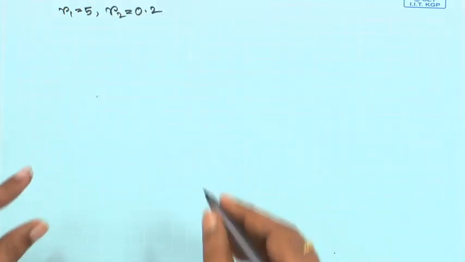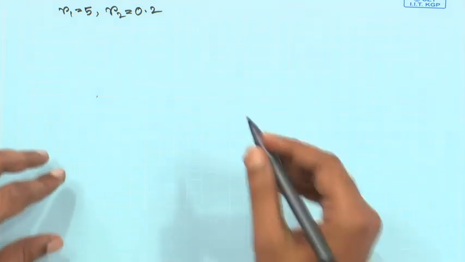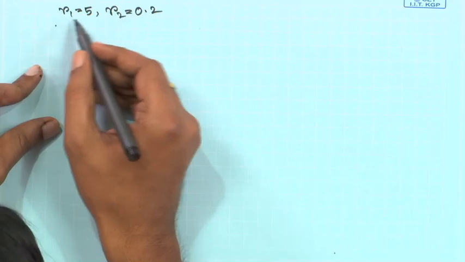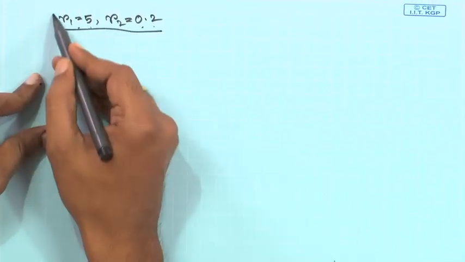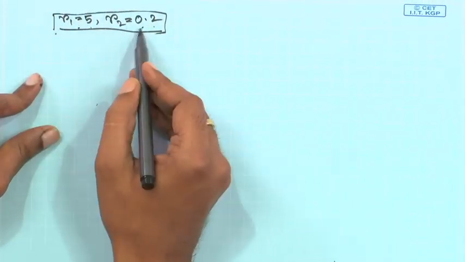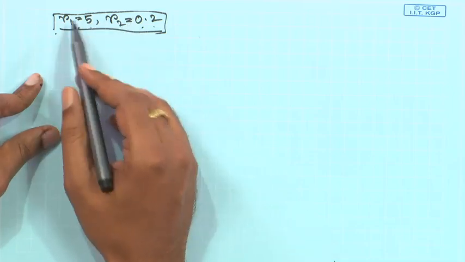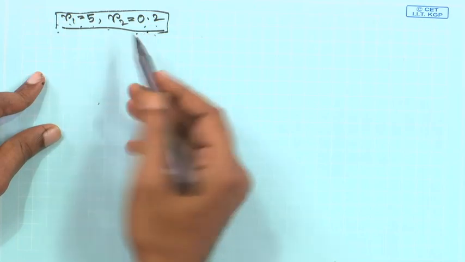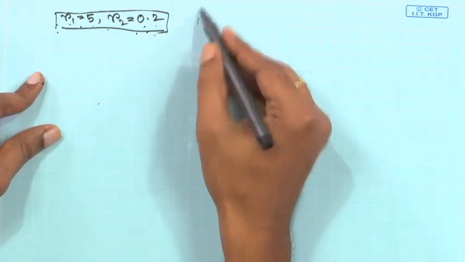Obviously, these problems are worked out because I want to illustrate the principle, I do not want to derive it sitting here. So, R1 equals 5, R2 equals 0.2, let us say this situation. This is an ideal copolymerization situation, R1 into R2 equals 1, but R1 is higher, R2 is lower. So, how does that translate into probabilities?